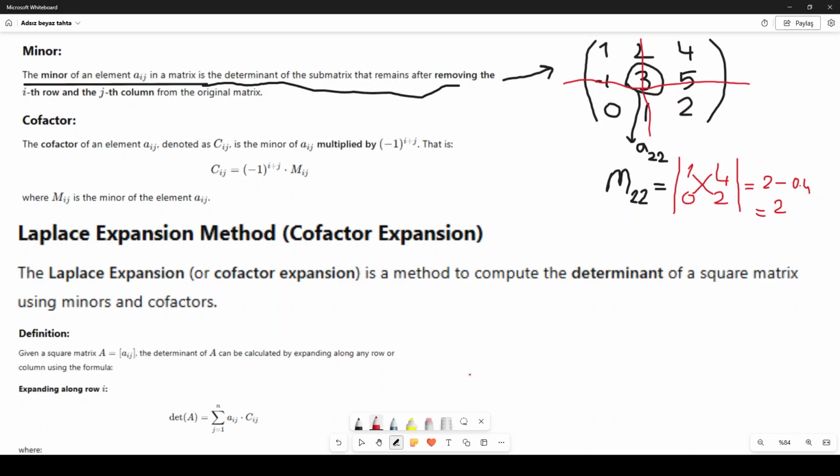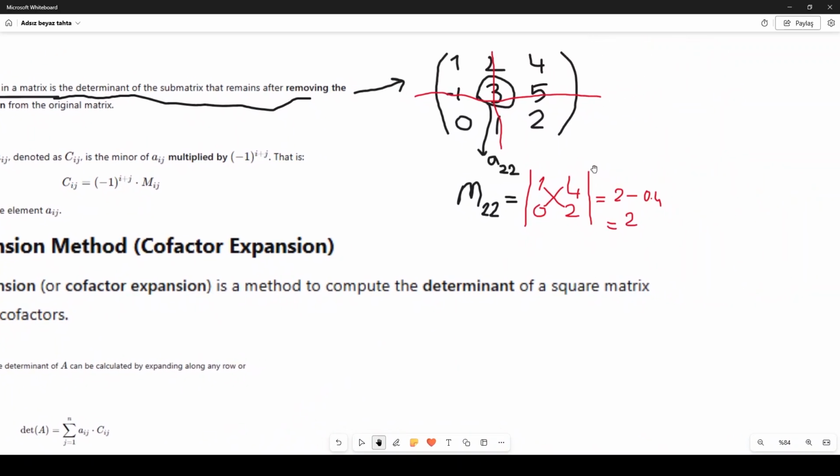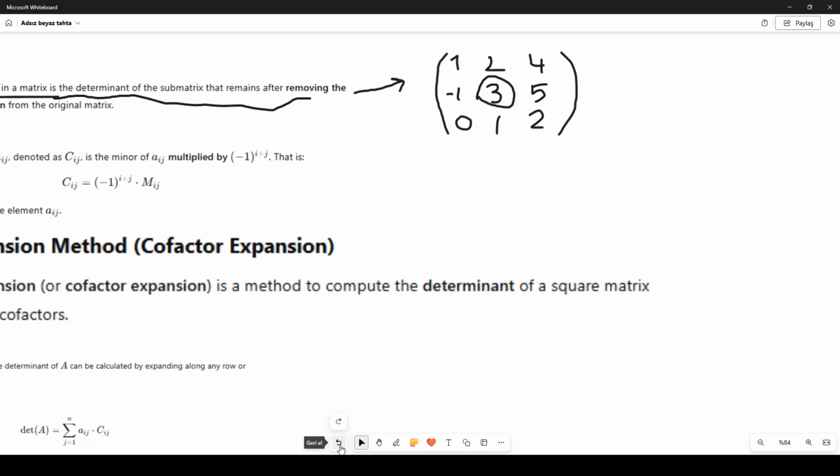Now let's find another one. Suppose I want to find the minor 1, 3, so M13. What should I do now? Let's delete the previous work to avoid confusion. Suppose I want to find M13, the minor of 1, 3.